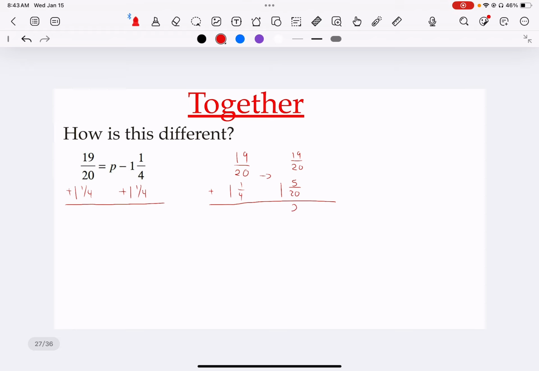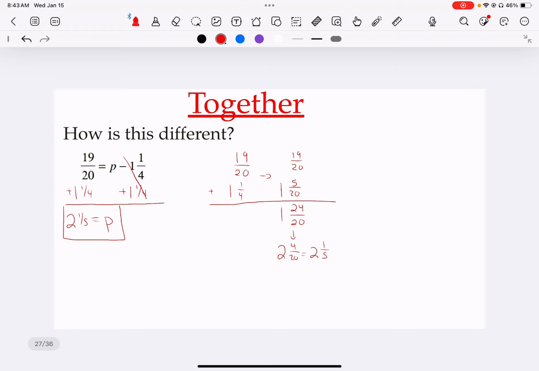Now I add the fractions, which gives me 24 over 20, and I add the whole numbers, which is just 1. Now I have to simplify this because it's an improper fraction, so it turns into 2 and 4 over 20, or 2 and 1/5. So now 19 over 20 plus 1 1/4 is 2 and 1/5. Now the p comes down. 1 1/4 minus 1 1/4 is 0. So I'm just left with p equals 2 and 1/5.